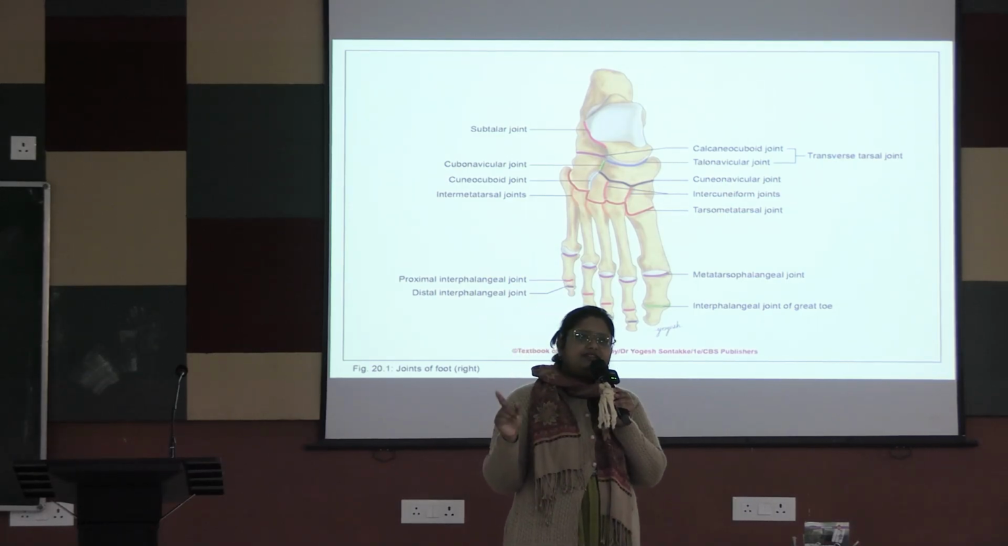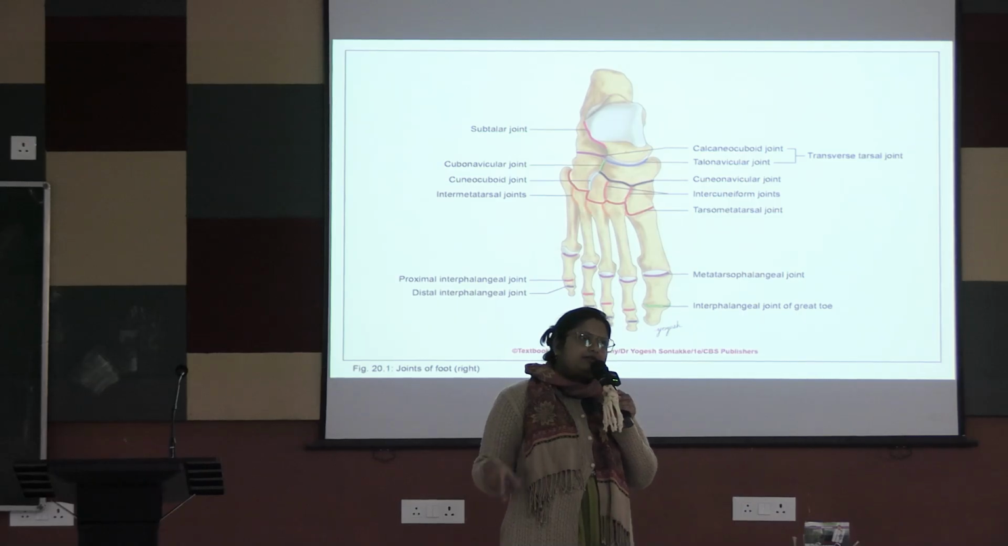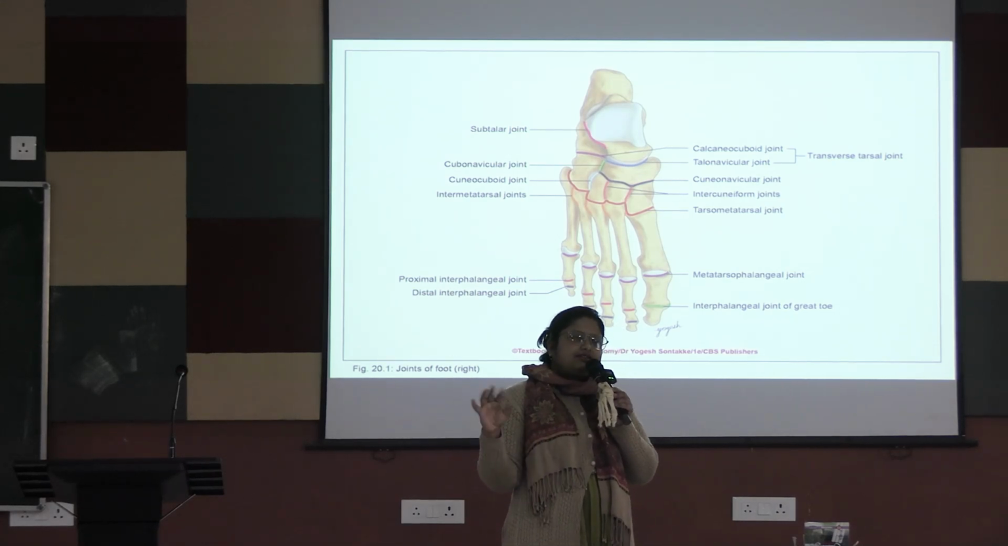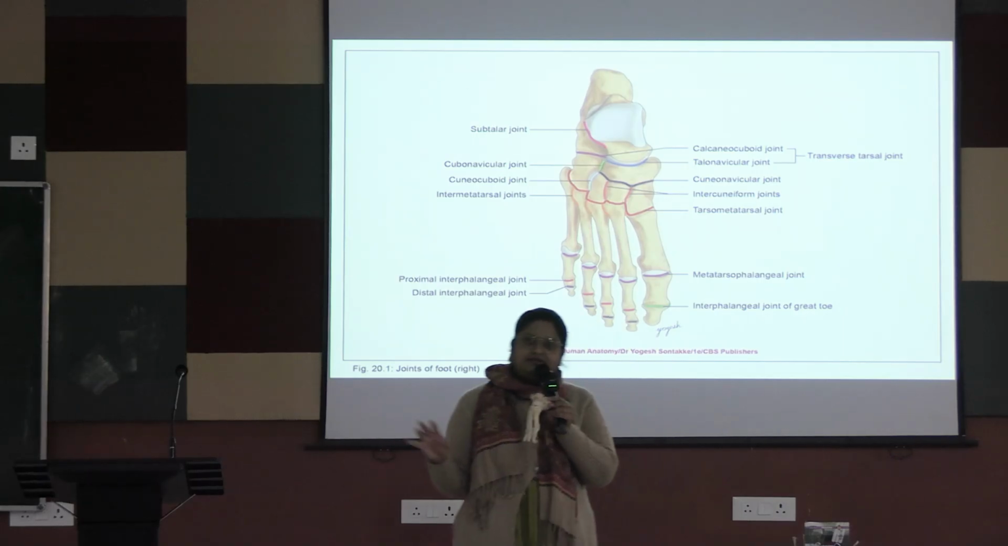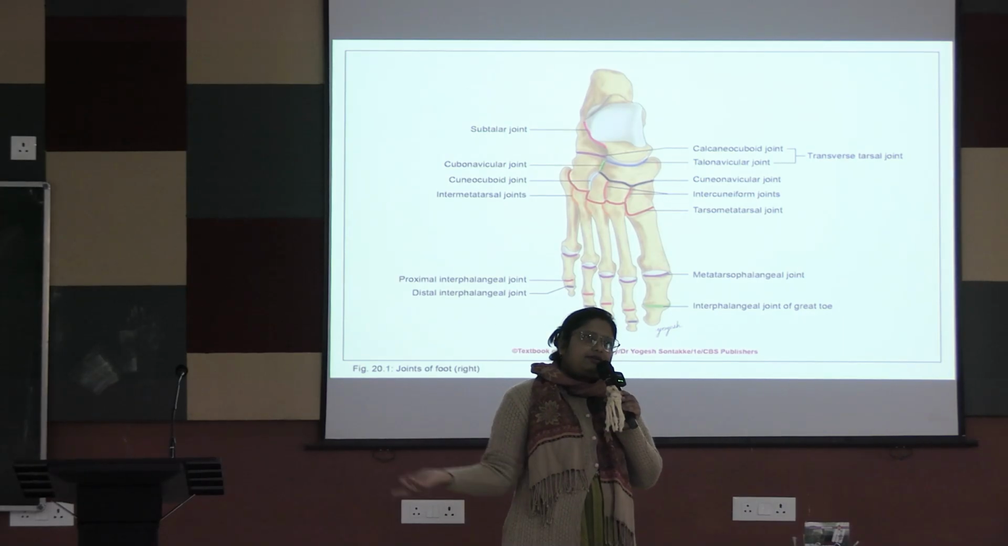There are five metatarsals. Here we count first, second, third, fourth, fifth from medial to lateral, from the great toe laterally. Here the great toe is placed medially, whereas for the hand we count from lateral to medial because the thumb is located laterally. This occurs due to rotation of the limbs during development. For the upper limb, lateral rotation occurs. For the lower limb, medial rotation occurs.